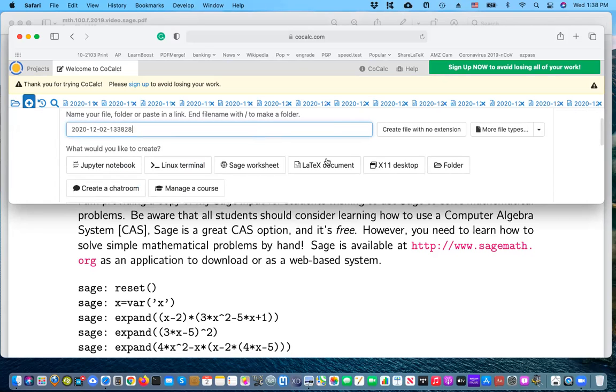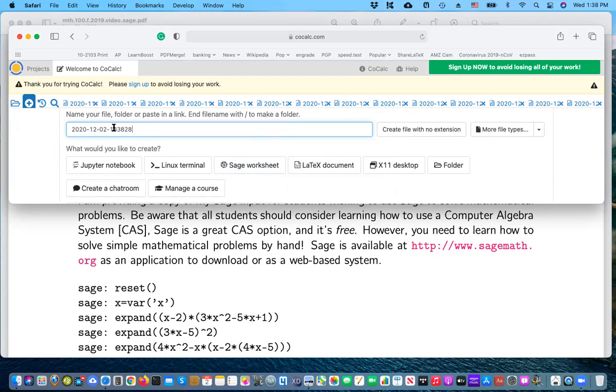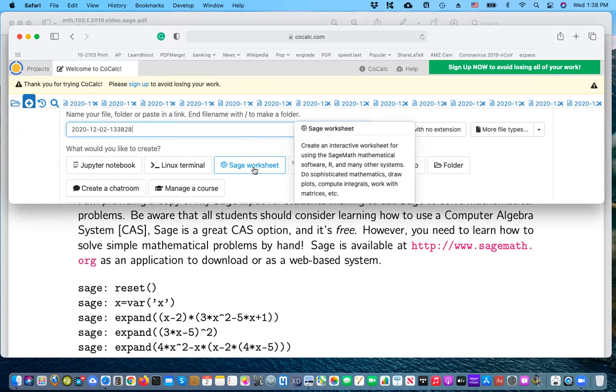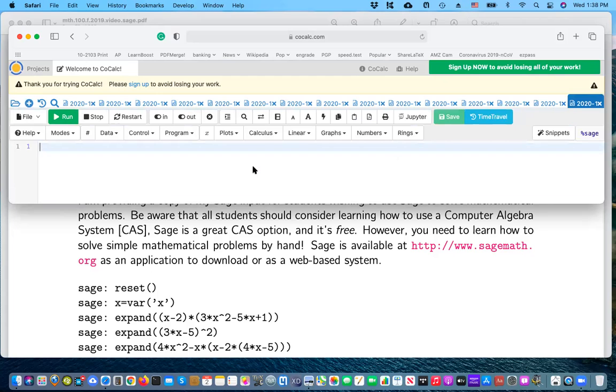Unfortunately, there's a lot of choices here. The only choice that we're going to deal with in this class is the Sage worksheet. By the way, it's already named. Don't worry about the names. You can change it if you want. I'm just going to open up the worksheet, and I'm going to start typing this stuff in.